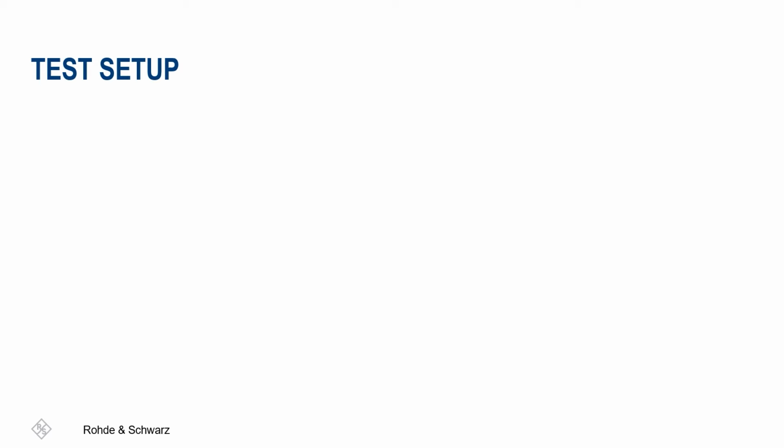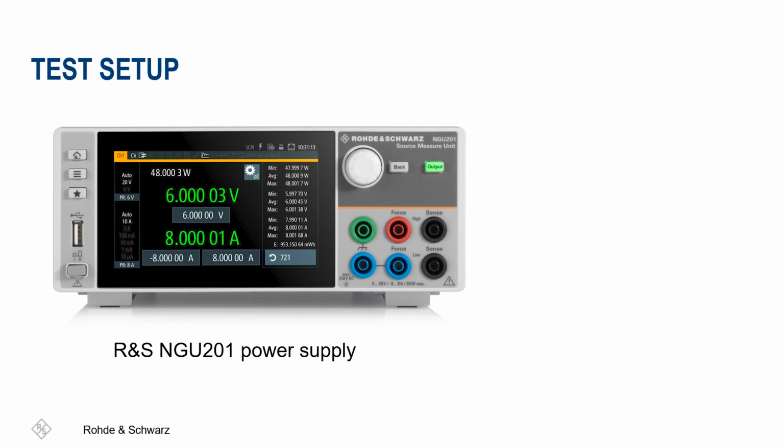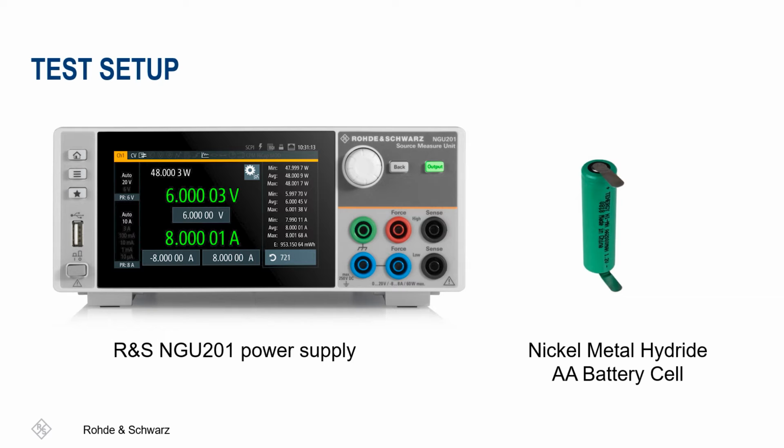The tool provides a variety of charts for displaying the collected data, and can also be used for characterizing battery samples and creating battery models, which can be used in battery simulations. In this video, we will explore the capabilities of the battery cycling tool by utilizing the Rohde and Schwarz NGU201 power supply, connected to a nickel metal hydride AA battery cell with alligator clips.